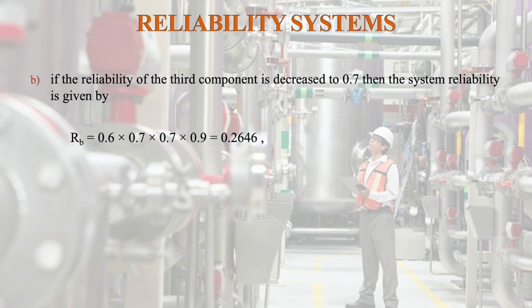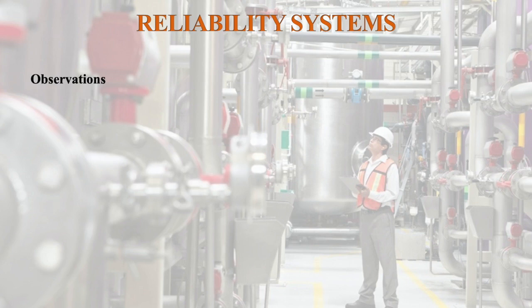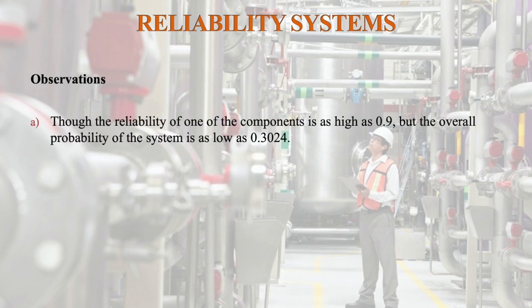Next, B: if the reliability of the third component is decreased to 0.7, then the system reliability is given by Rs, that is equal to 0.6 into 0.7 into 0.7 into 0.9, that is equal to 0.2646. That is, overall reliability decreased by 0.0378. So, observation: though the reliability of one of the components is as high as 0.9, the overall reliability of the system is as low as 0.3024.